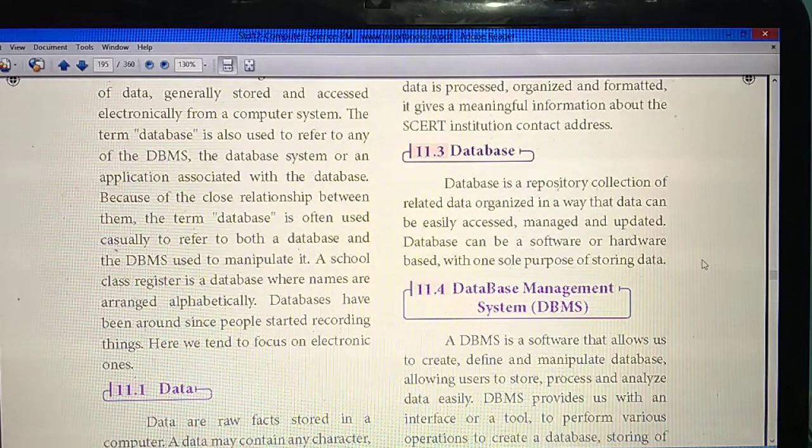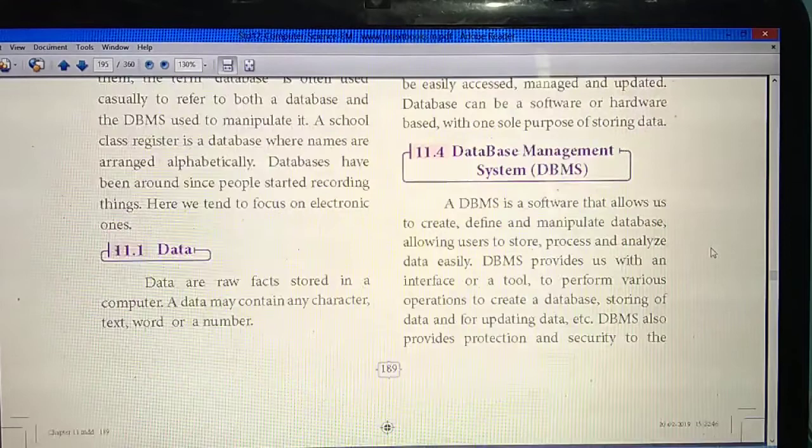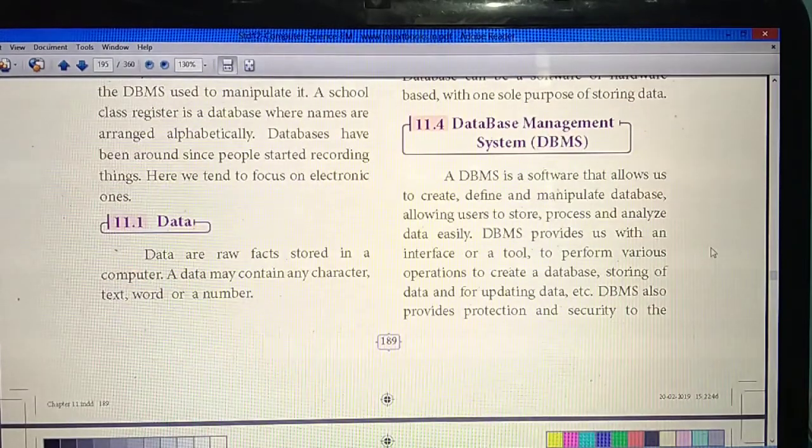But the software needs to run, which means you should provide separate hardware. So it is a combination of hardware as well as software. Understand about database? Yes. The next thing is a database management system. So what do you mean by database management system?